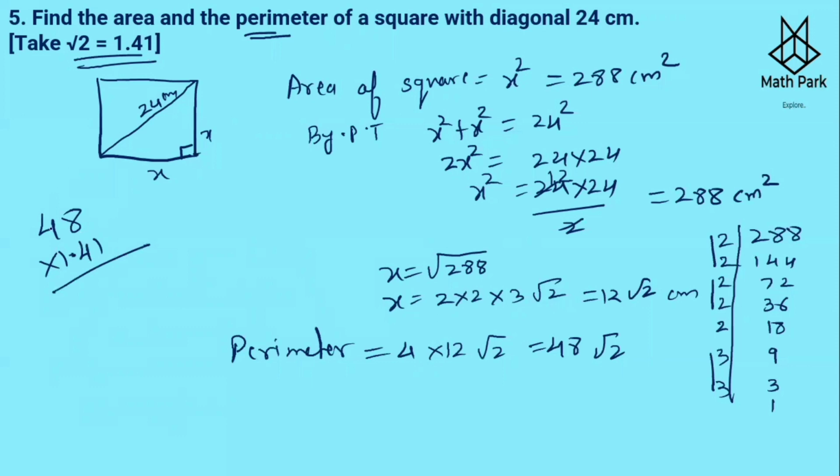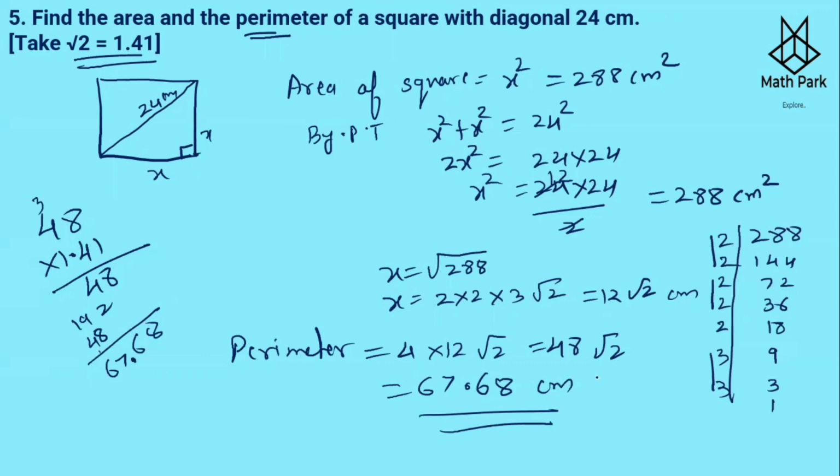Let us do it: multiplying by 1, you get 48. 4 8s are 32, 3 carry, 4 4s are 16 plus 3, 19. Again, multiplying by 1, you get 8 and this is 4. So 8, 4 plus 2 is 6, 9 plus 8, 17, carry 1, 6. It is 67.68. So 67.68 centimeter is the perimeter of the given square, where the diagonal was given as 24 centimeter.